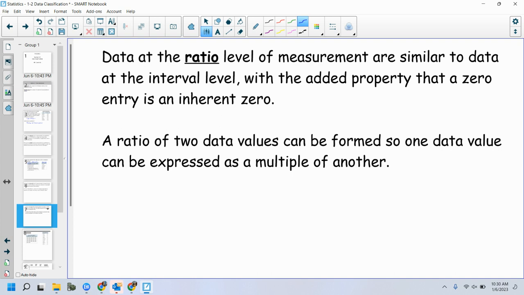It's meaningful to say I had 1.5 times as many twos as I had ones. Calculating a ratio between the data values has meaning. It makes sense. You can do something with that data. Okay, and that's where it changes from interval to ratio, as long as one data value can be expressed as the multiple of the other.